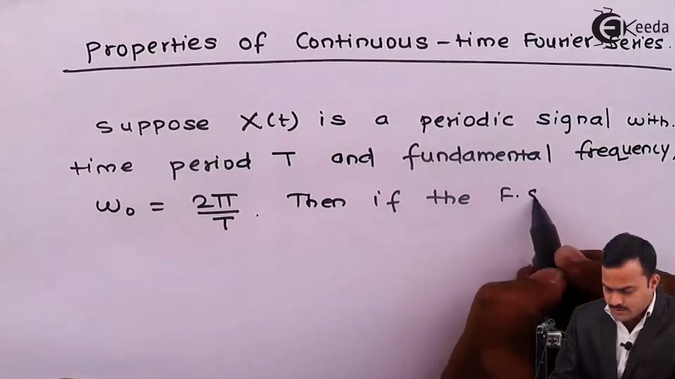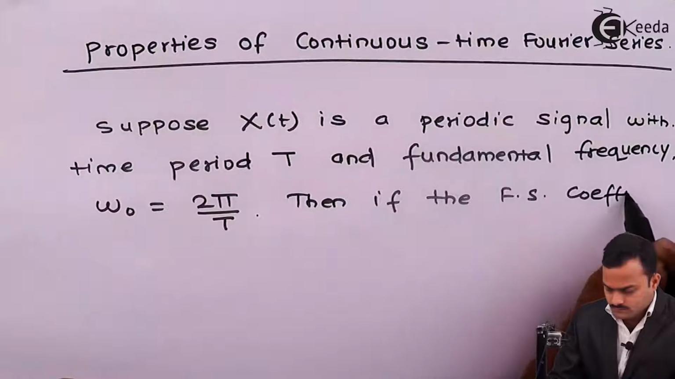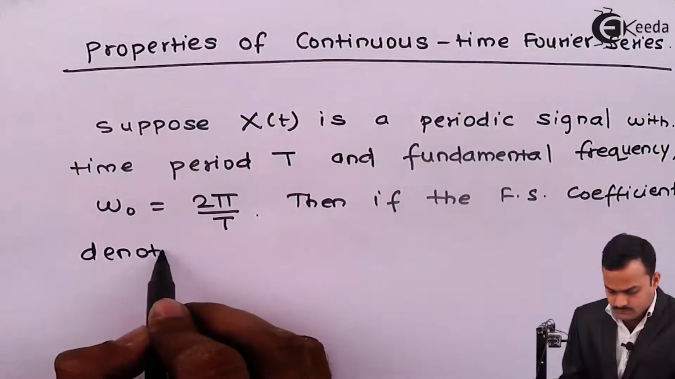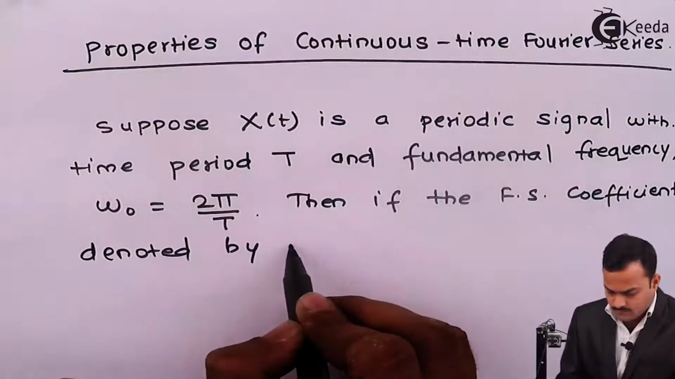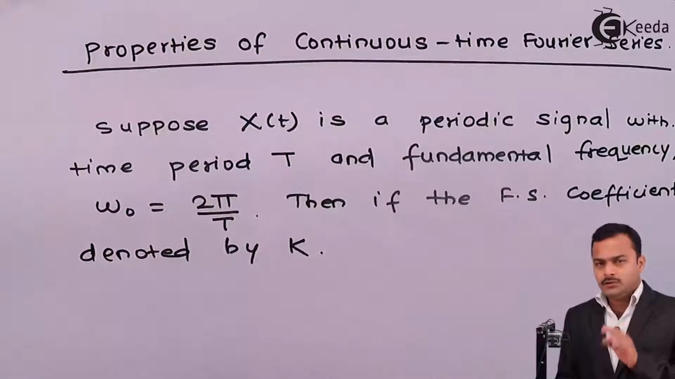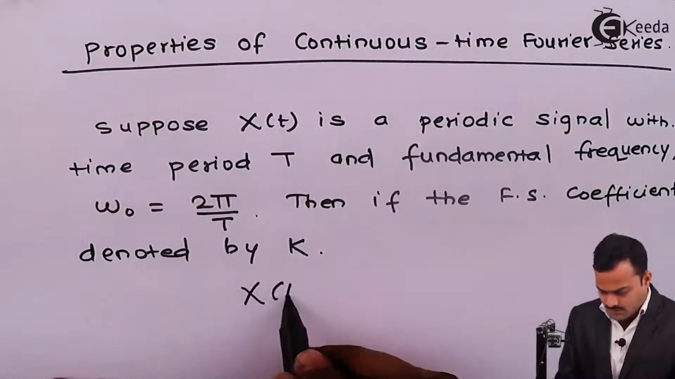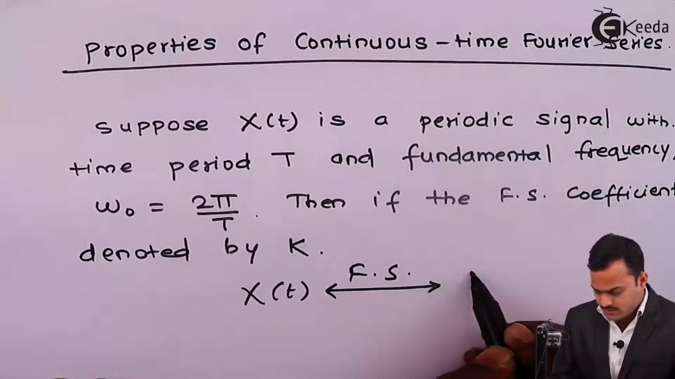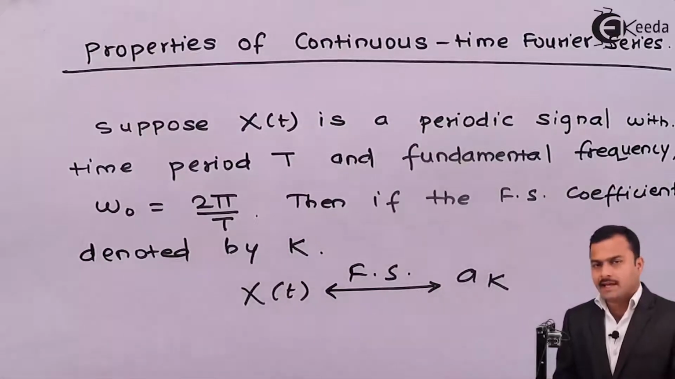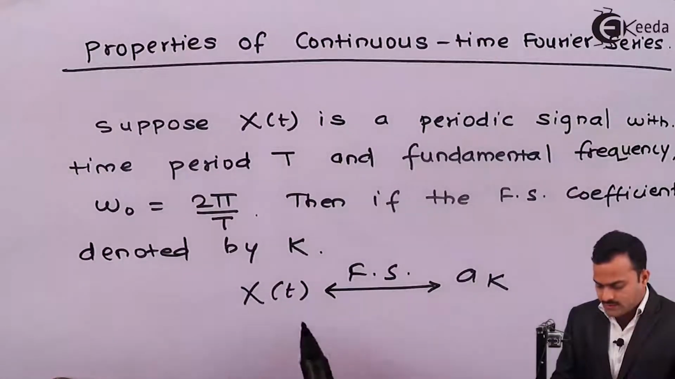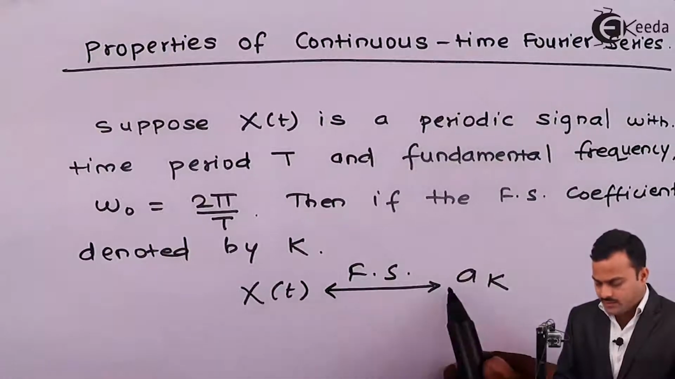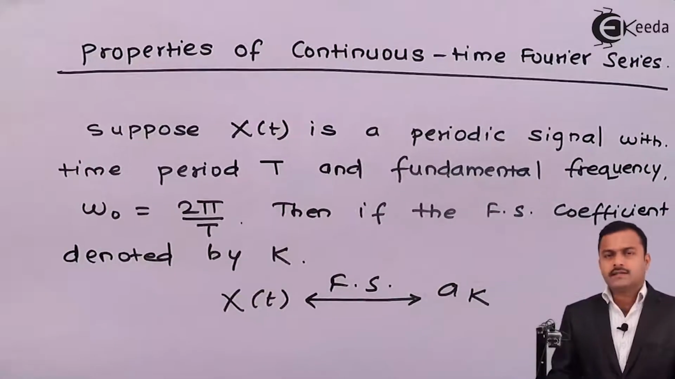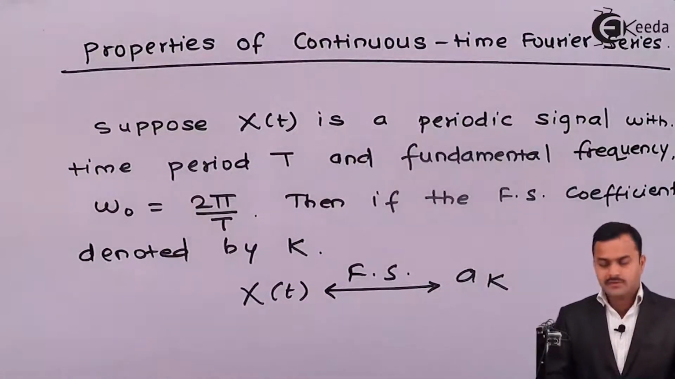if the Fourier series coefficient is denoted by ak, we will use a notation: x of t, if I use a Fourier series, it will give a Fourier series coefficient ak. So this notation will tell the relationship between x of t and ak through a Fourier series. So with respect to this, let's define its property one by one. So let's start with the first property, which is the linearity.